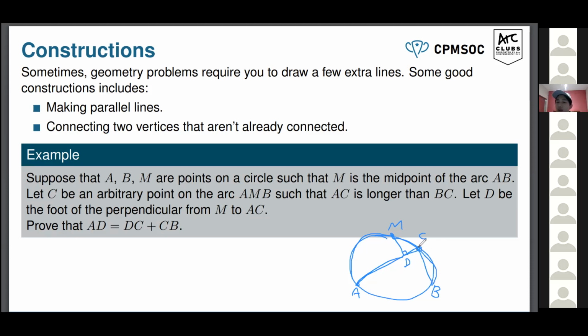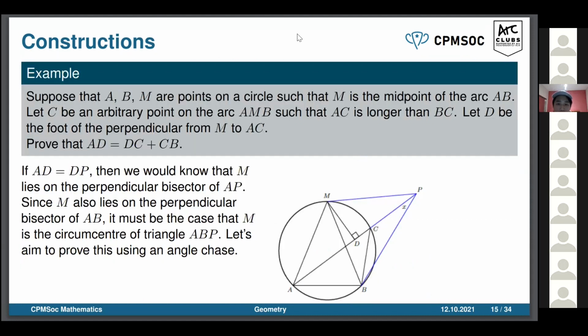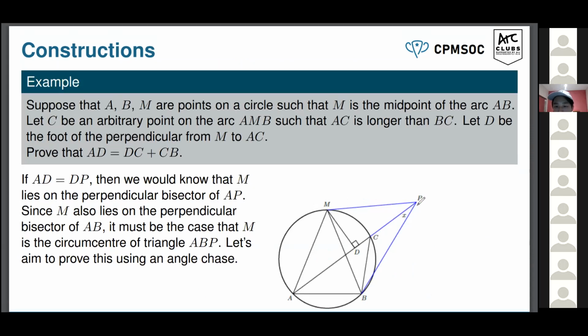Now this could be really hard to prove because on the right-hand side, we have 2 different lengths. So what we will try to do is combine the 2 lengths on the right together. And we can do that by doing a construction. So we construct a point P outside of the circle such that P is an extension from the line AC and CP is equal to CB.